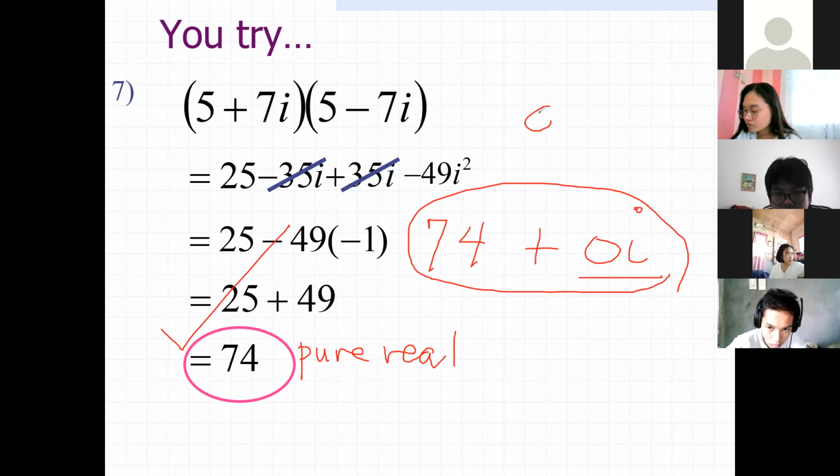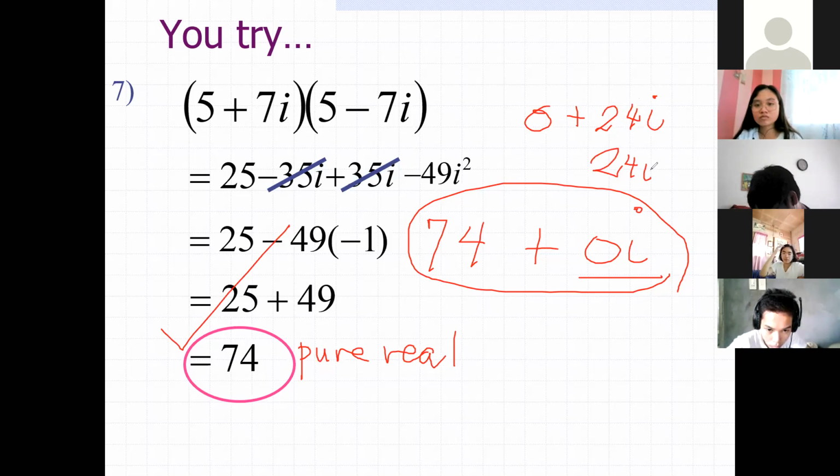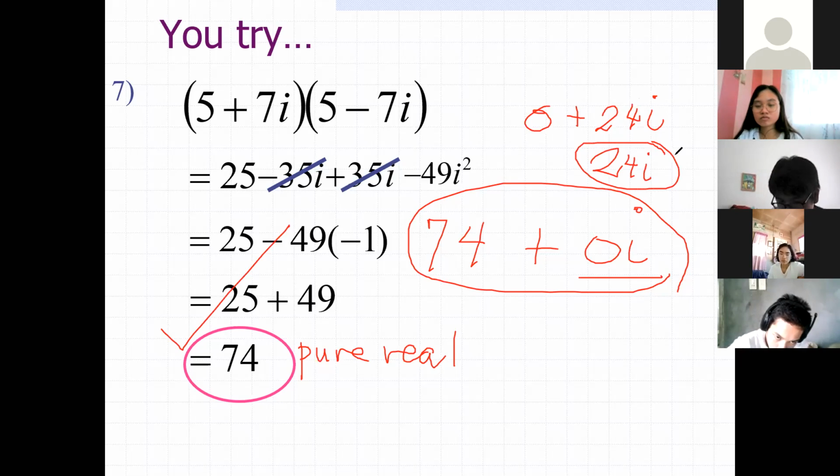Also, class, if your answer is 0 plus 24i, your answer will just be 24i instead of 0 plus 24i. This time around, this is a pure imaginary number. Okay? It's a pure imaginary number.